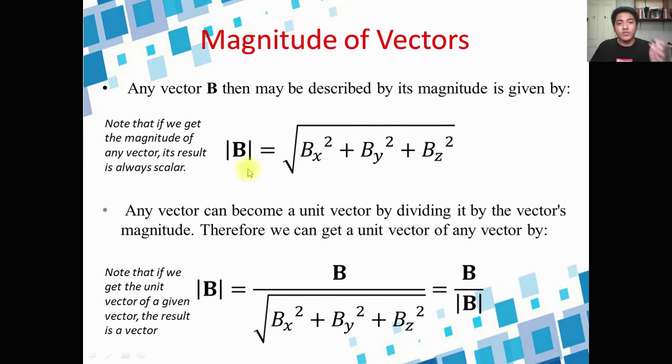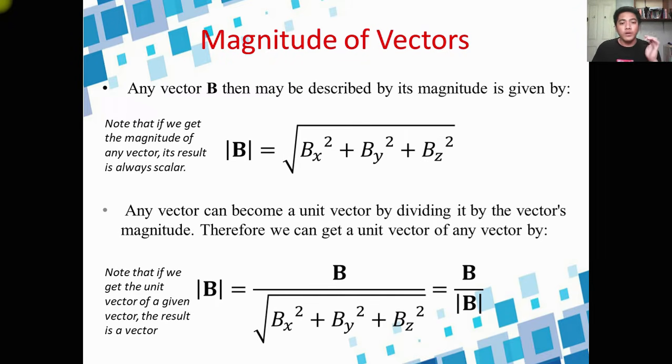We can get the magnitude of the vector by this formula: the square root of the scalar component of x squared, plus the scalar component of y squared, plus the scalar component of z squared. Note that if you get the magnitude of any vector, the result is always a scalar quantity.